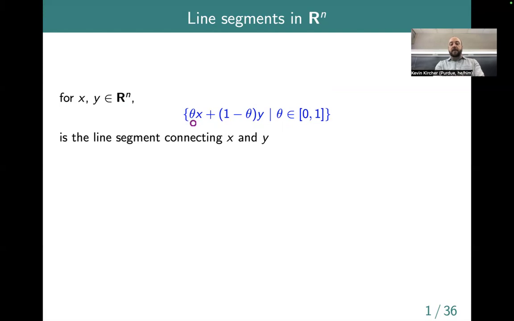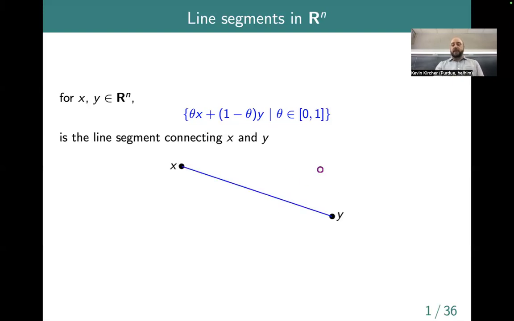So this would be a scalar times a vector. This thing here is an n-dimensional vector. This is another scalar times a vector. So everything on the left-hand side here is an n-dimensional vector. This is the set of all vectors that you can get as a mixture of the 2 points x and y. So if theta is 0.2, that mixture would be 20% x and 80% y, for example. This is called a convex combination or a mixture model. So this set describes the line segment between x and y.